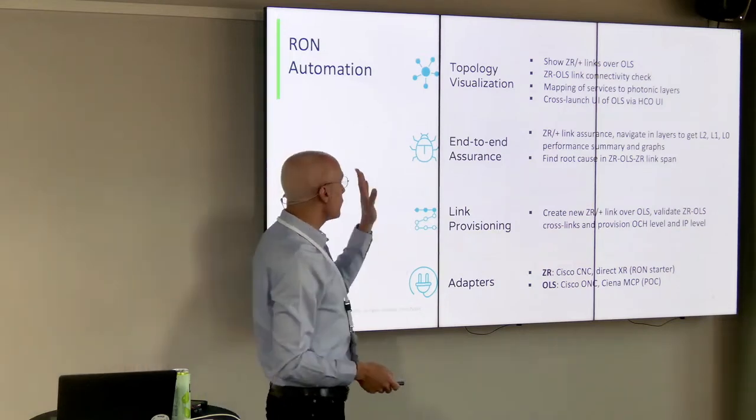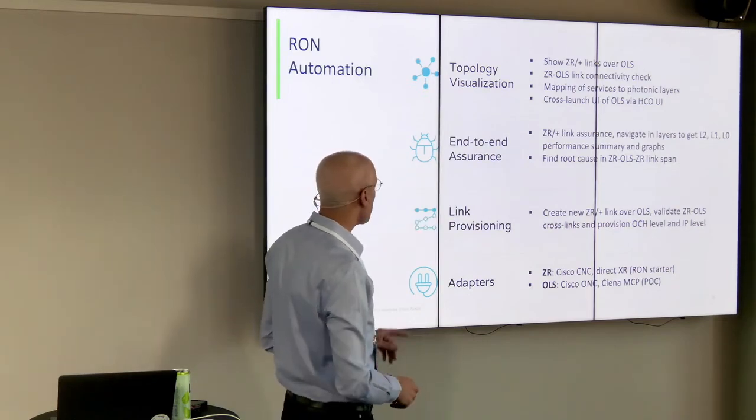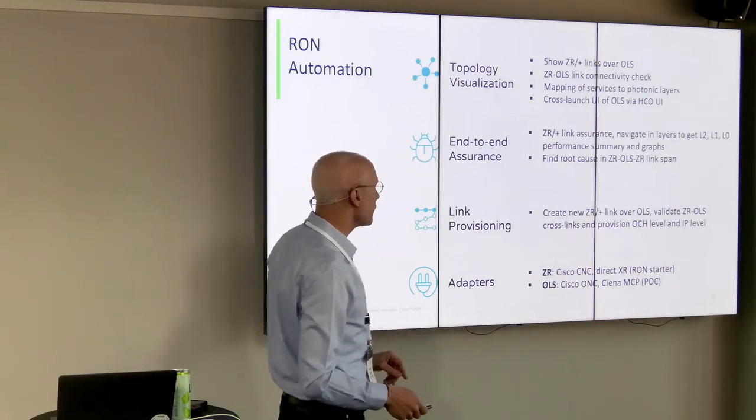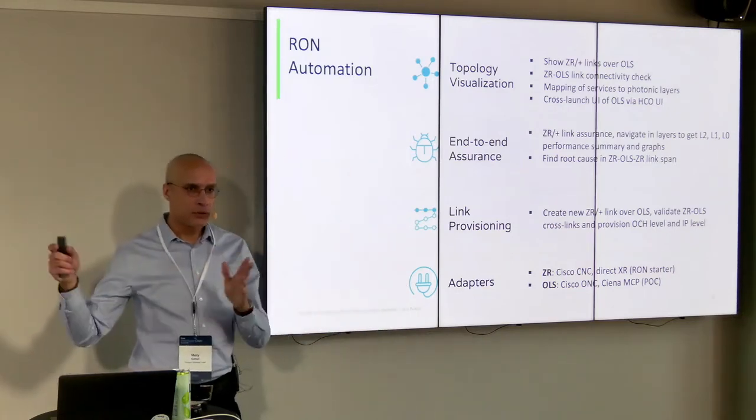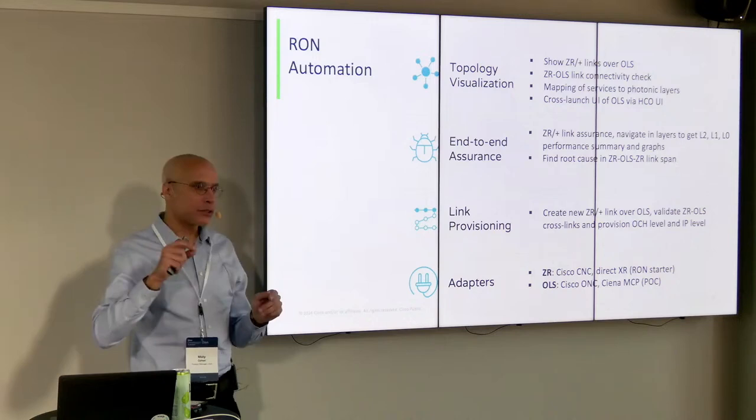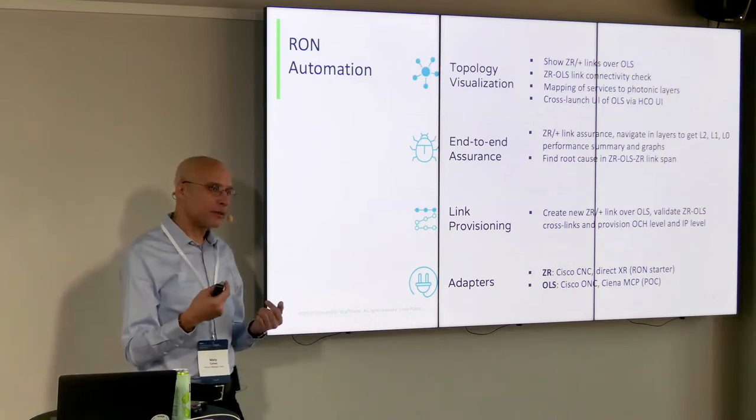So starting with the topology visualization, then we go to the assurance, meaning not only visualizing the path and the layers between the boxes, but also reading the performance metrics from the boxes.